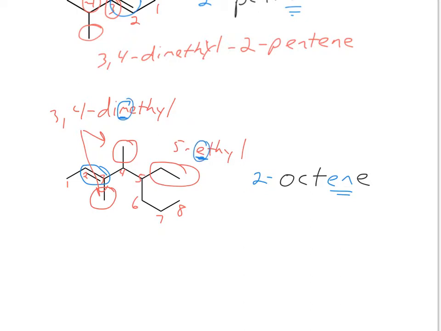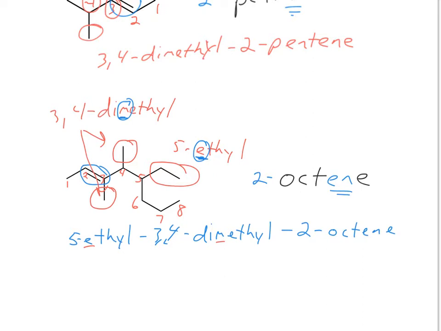Since the ethyl goes first, it'll be 5-ethyl-3,4-dimethyl-2-octene. So the tricks to this one are two. Make sure that you truly find the longest carbon chain that contains the double bond. And second, make sure you're really careful when alphabetizing the substituents that you only use the root word, not the prefixes.